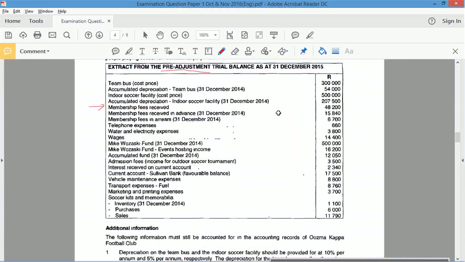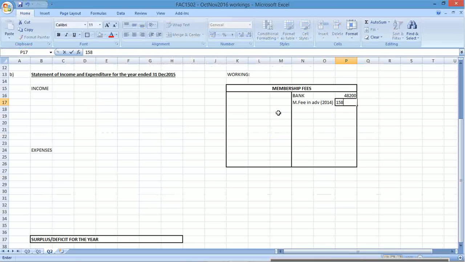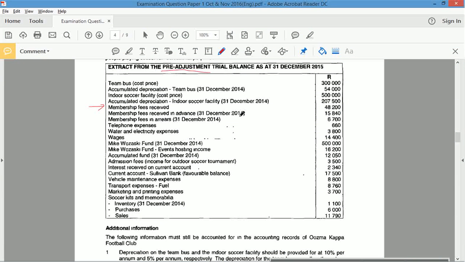How much was it? 15,840. They've also given you membership fees in arrears. That means it's membership fees that you were supposed to get last year, but you didn't. So you're going to get it this year. But it's not income for this year, it's income for last year. So membership fees in arrears, is it a debit or a credit?